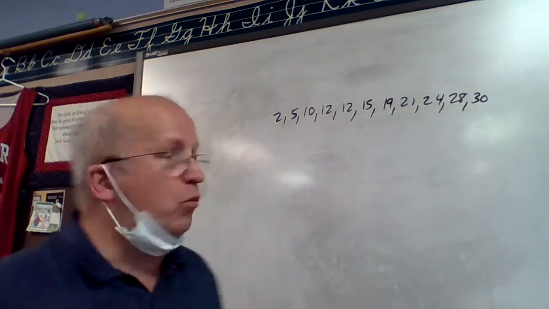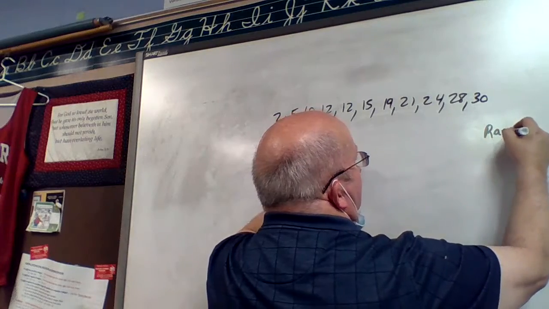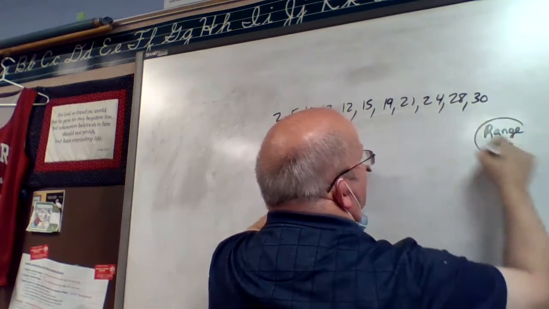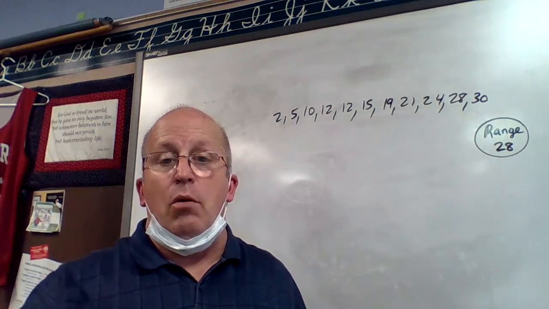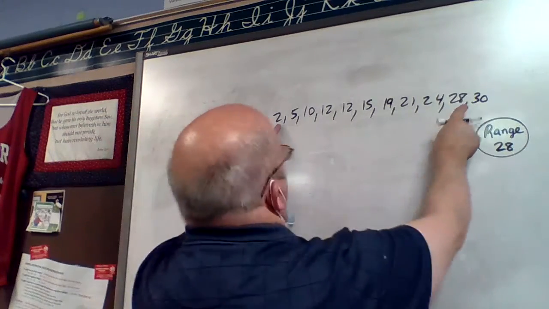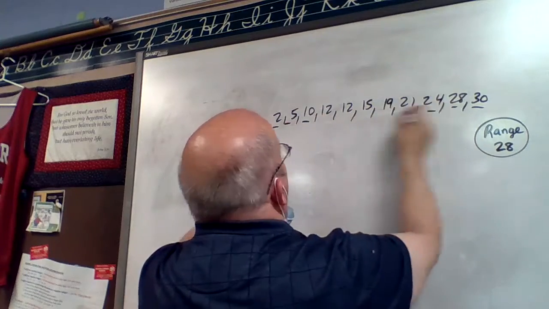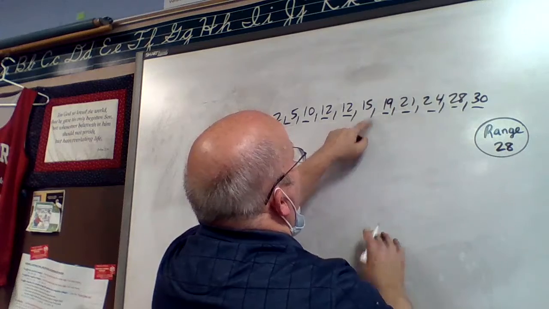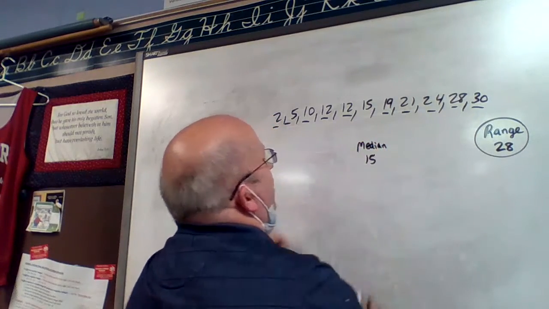First step, let's find the range. Lowest number, highest number. My range is 30 minus 2, or 28. There's my first value. The range is 28. Now, I've got to find those quartiles. But first, to find the quartiles, I look for the middle number. Hey, there's only one middle number this time. The middle number, the median, is 15.